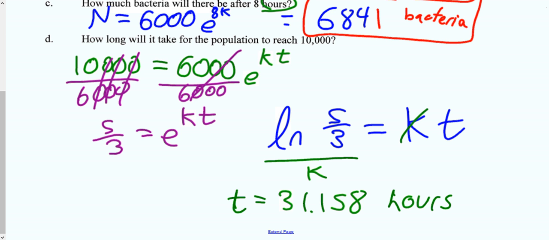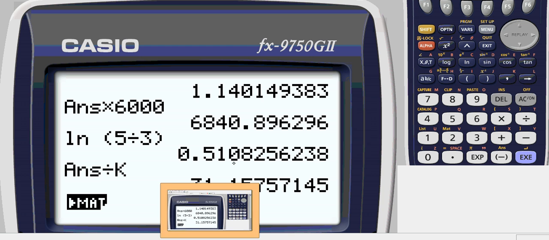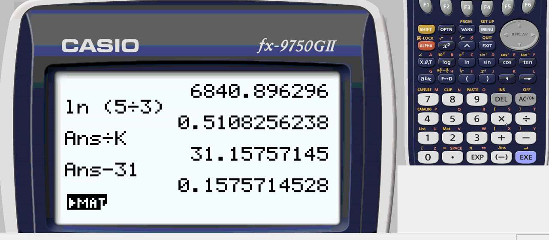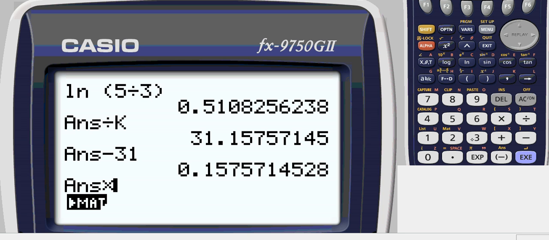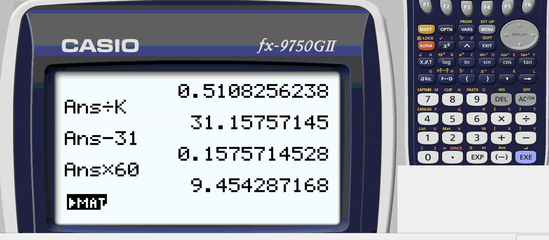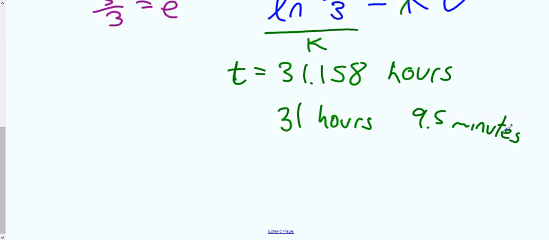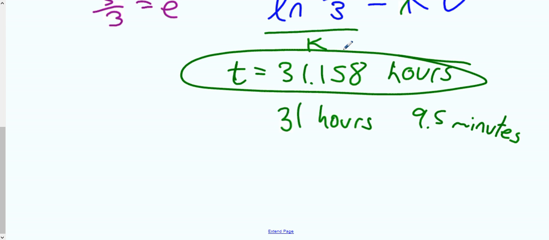Similar to when we converted the decimal to months, we could do the same thing here. You subtract the whole number. And then since it's talking about hours, if we want to figure out minutes, since there's 60 minutes in an hour, you just multiply by 60. And you'd find that that's about 9.5 minutes, if you needed minutes to go with the problem. So that'd be like 31 hours, 9.5 minutes. But decimal should be fine for right now.